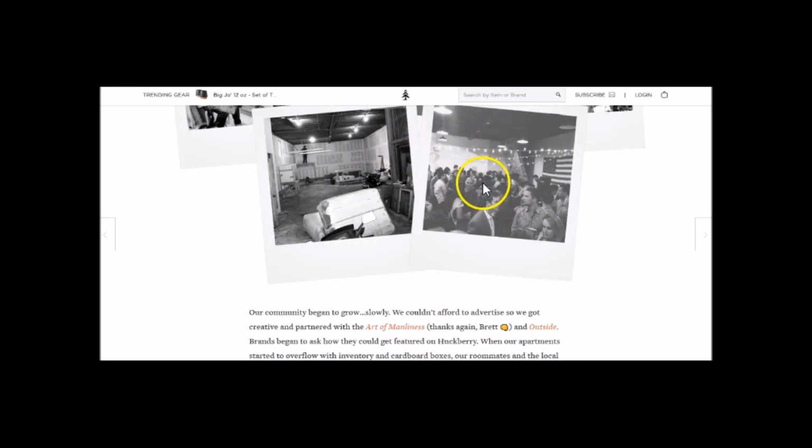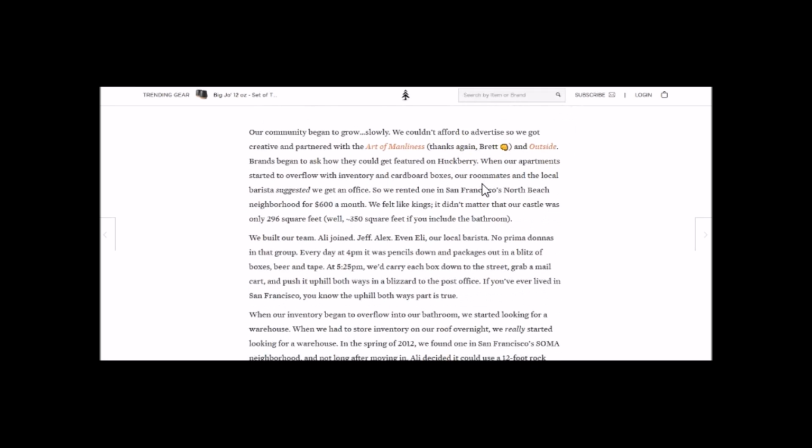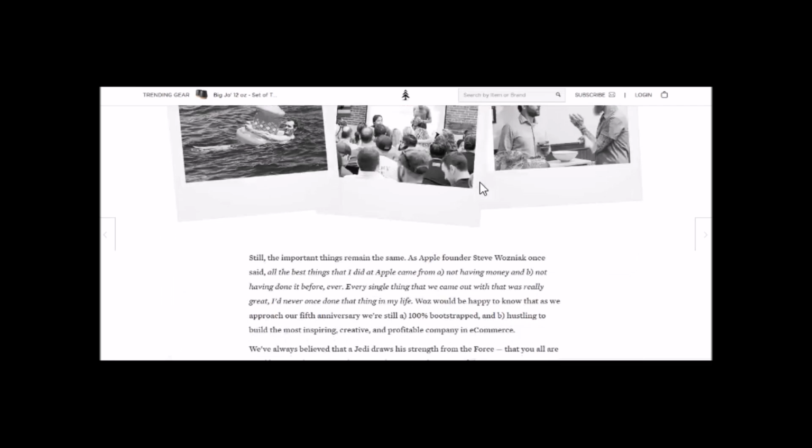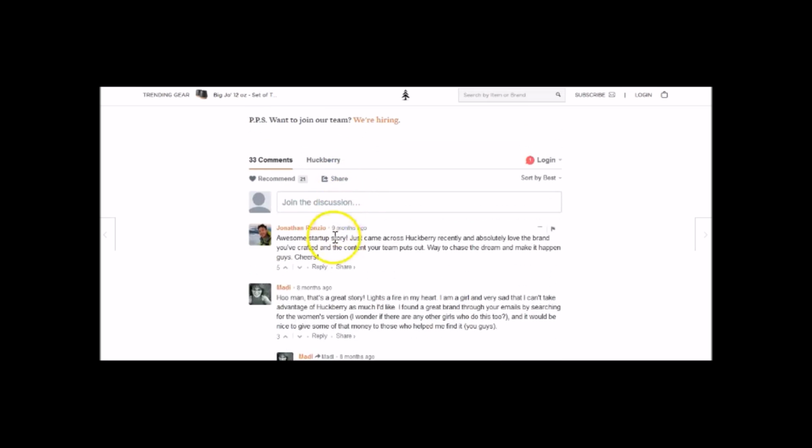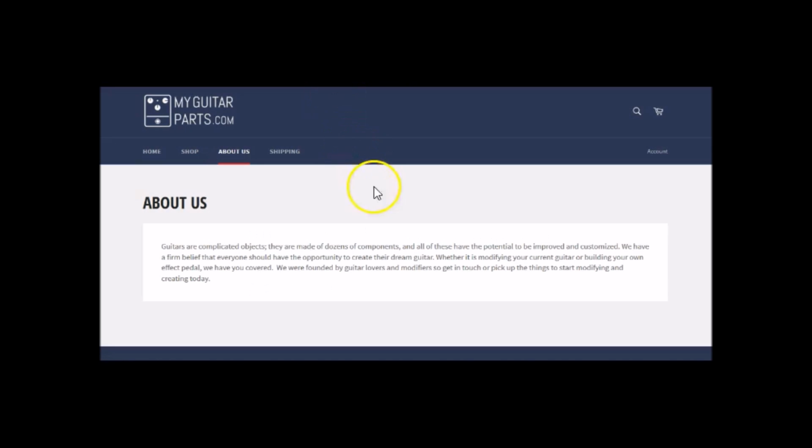More pictures. Looked like they had a launch party. Our community began to grow slowly. We couldn't afford to... Okay, so it's a long story, right? But you get the point. And I think this says a lot about it. They have 33 comments, so how many comments does this have?